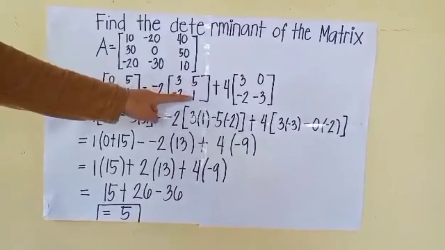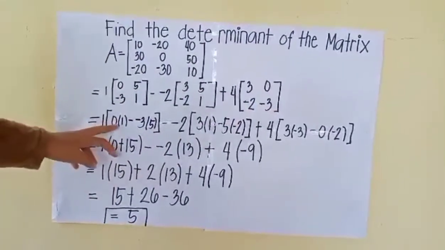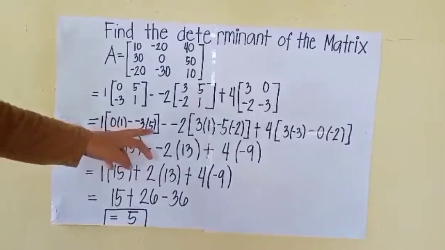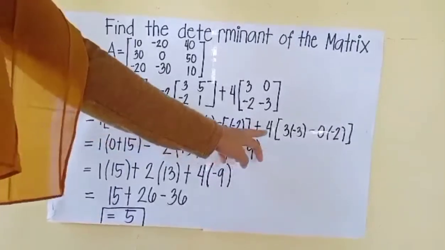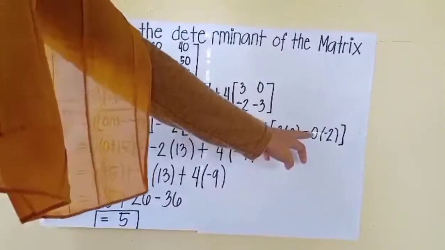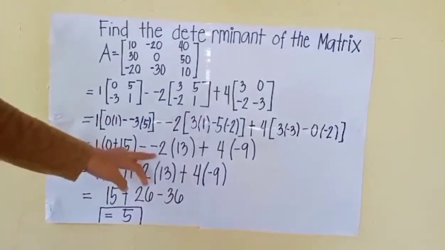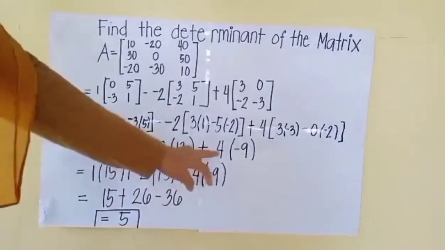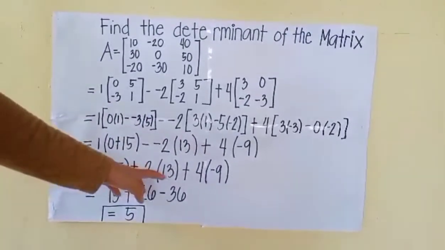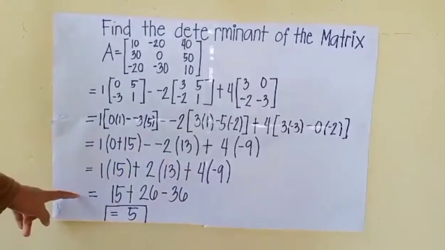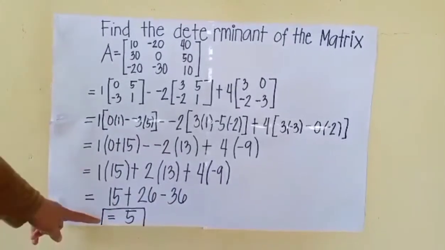5, negative 2, 1, plus 4, 3, 0, negative 2, negative 3, is equal to 1, 0 times minus negative 3 times 5 minus negative 2, 3 times negative 5 times negative 2 plus 4, 3 times negative 3 minus 0 times negative 2, is equal to 1, 0 plus 5 minus 0 minus negative 2 times 13 plus 4 times negative 9, is equal to 1 times 15 plus 2 times 13 plus 4 times negative 9, is equal to 15 plus 26 minus 36. So the determinant of matrix A is equal to 5.